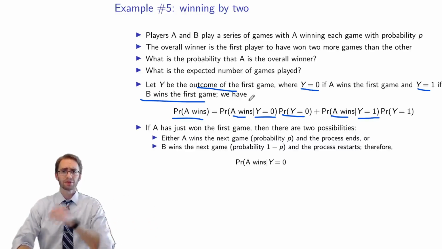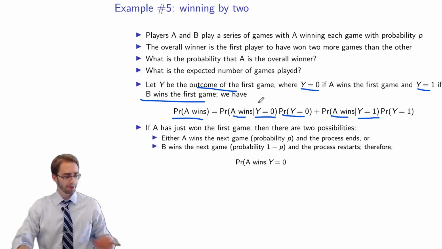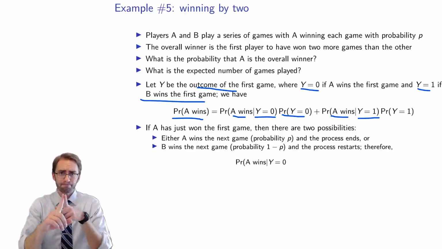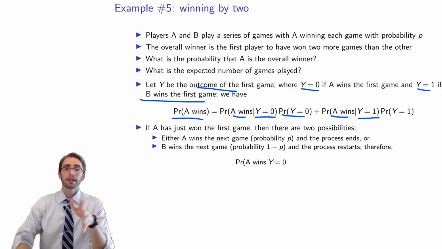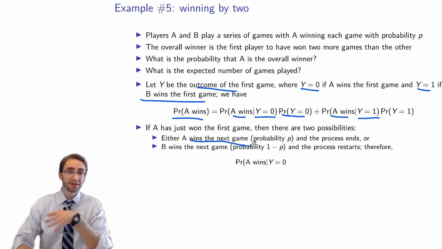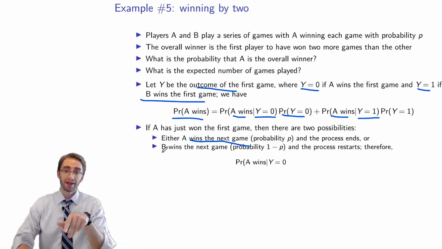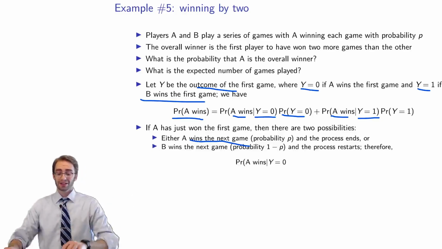So let's look at these one by one. Let's look at this example here. If A has just won the first game, then there are 2 possibilities. So if A has just won, then 2 things could happen. A might win the next game, right? And then the series would be over. It would just be two wins. Or what else might happen? B might win the next game, and then the process would restart, right? So what does that look like here?